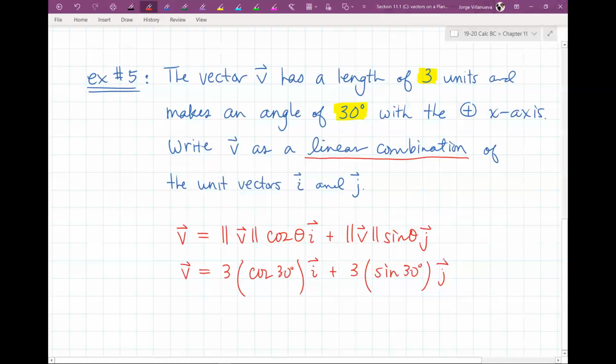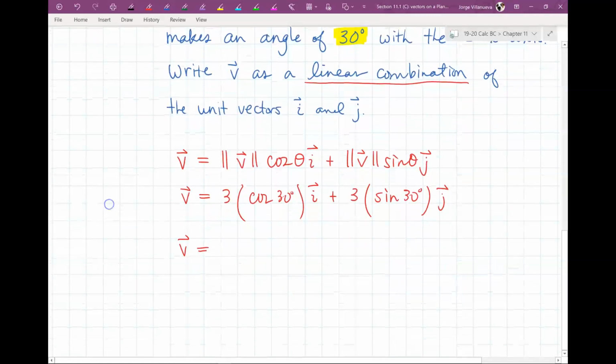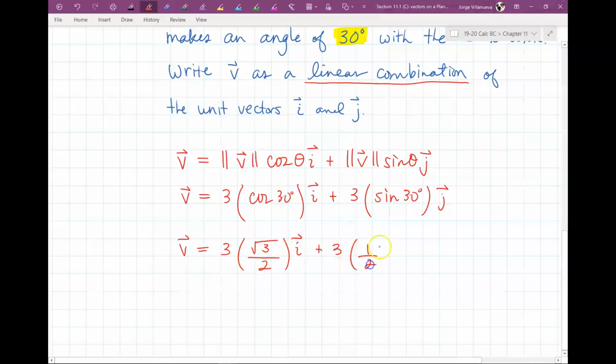All right, so we know cosine of 30 degrees is radical 3 over 2, so we're going to put radical 3 over 2 i. And then we know that sine of 30 is one half. And then just combine your information. So v is equal to 3 radical 3 over 2 i plus 3 over 2 j. And this is what they want you to find.